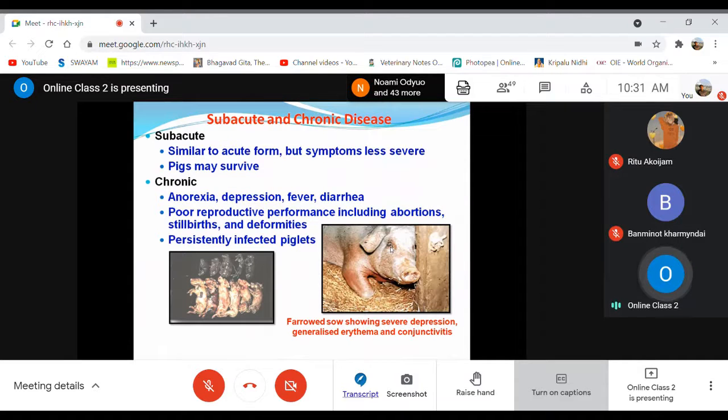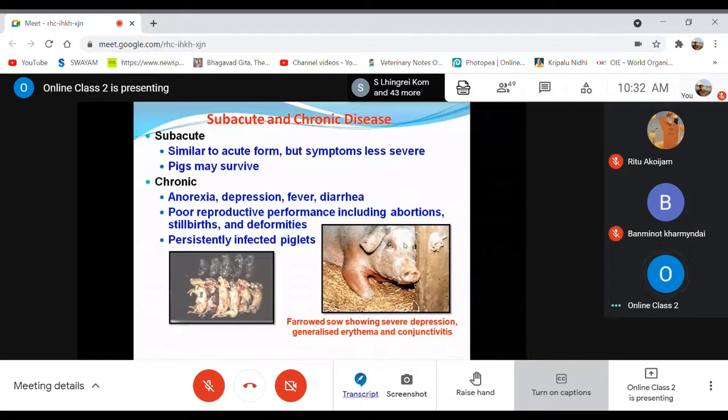Then coming to subacute and chronic form. So far as the subacute is concerned, it is more or less similar to the acute form, but the symptoms used to be very mild, very much less severe as compared to acute. And almost all the pigs in this form may survive from the infection. Then coming to the chronic persistent infection, almost all the pigs, particularly the adults, the boars, the pregnant sows and all the adults, mostly show the chronic persistent infection.